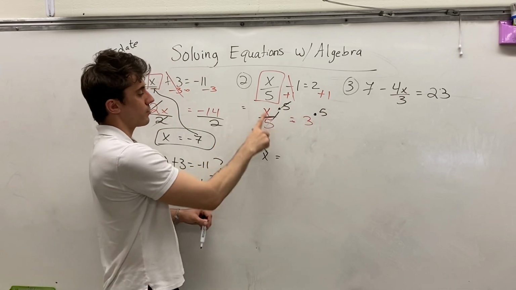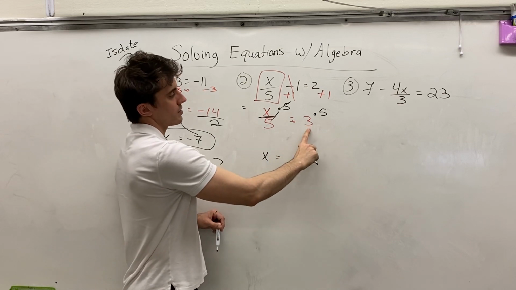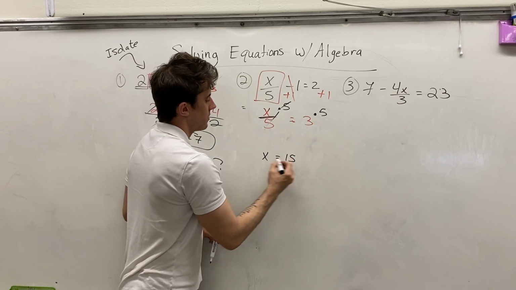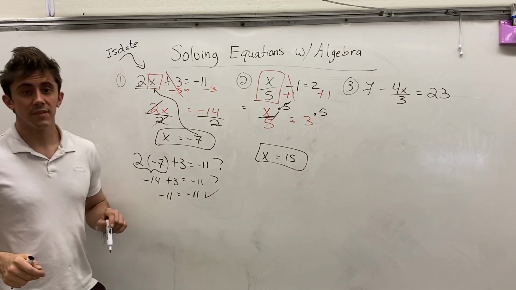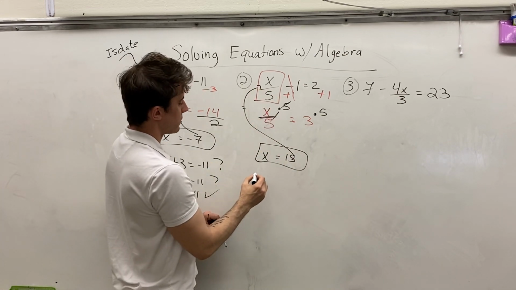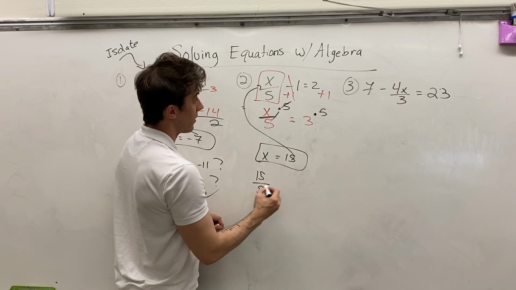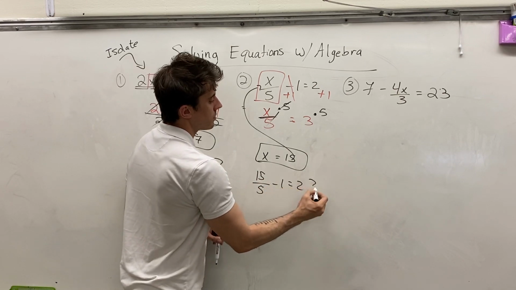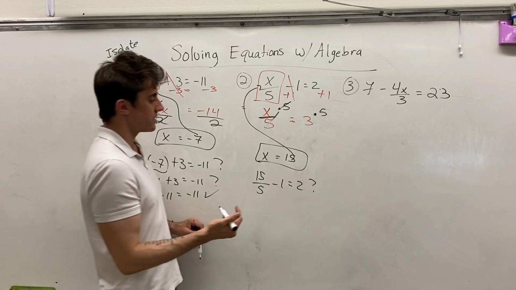And so we end up with x all by itself, and we end up with 3 times 5 on the right side, namely x equal to 15. If we want to check our solution, we can plug it back into our original equation, and so we get 15 over 5 minus 1 is equal to 2. Let's put a question mark because we're checking to see if this is indeed true.